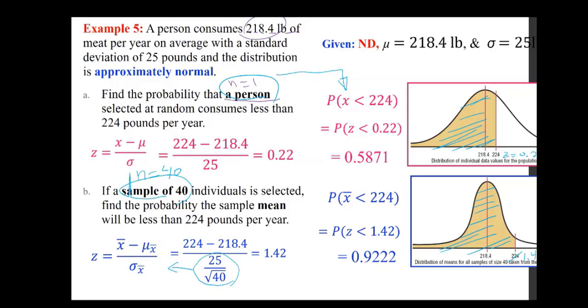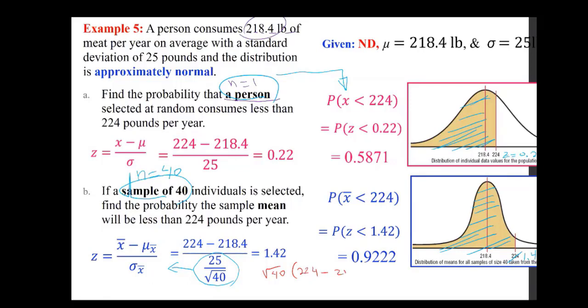I want to make sure we understand the difference between the two. With this situation, if we want the probability that a person selected at random consumes less than 224 pounds per year, that would be about 58.71%. But if you have a sample of 40, I find the probability that the sample mean will be less than 224 would be 92.22%.